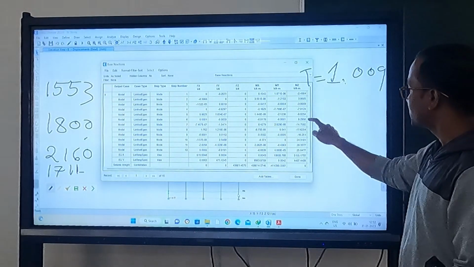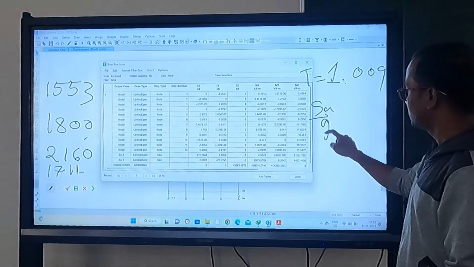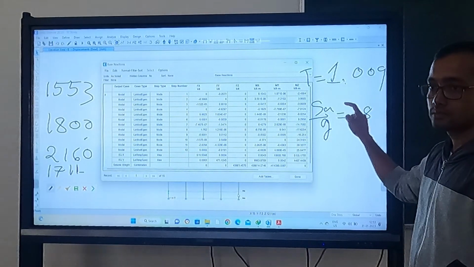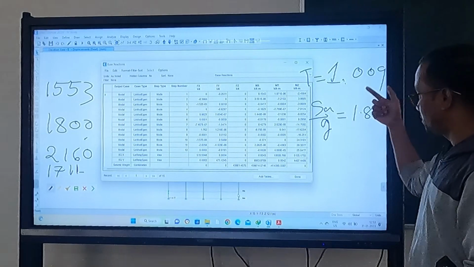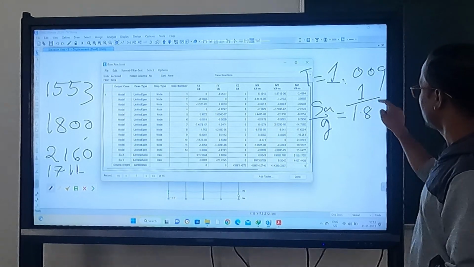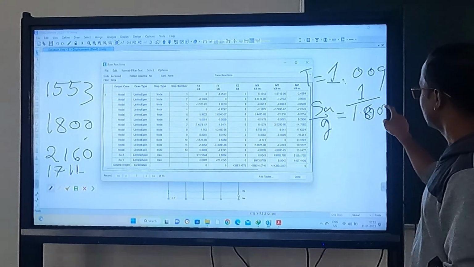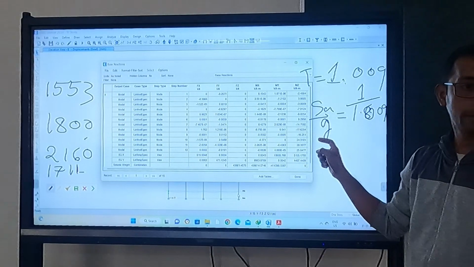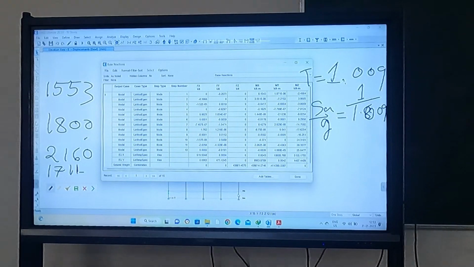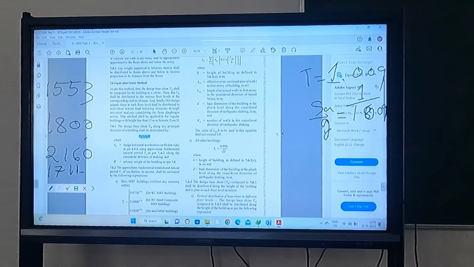Yes. So Sa by g will be 1.36 divided by T. Sorry, Sa by g I am asking. 1 by T. So 1.36 by 1.09. Sir, we have to use the response factor. Response factor. Yeah, we are. 1.36 by T.